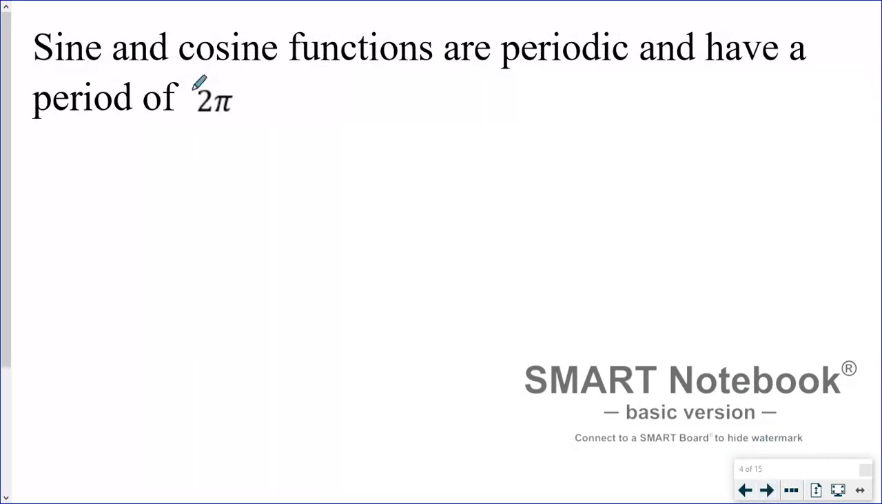Sine and cosine functions are periodic, and they have a period of 2 pi, which makes sense because 2 pi is one full trip around the unit circle, or one full revolution around any circle.